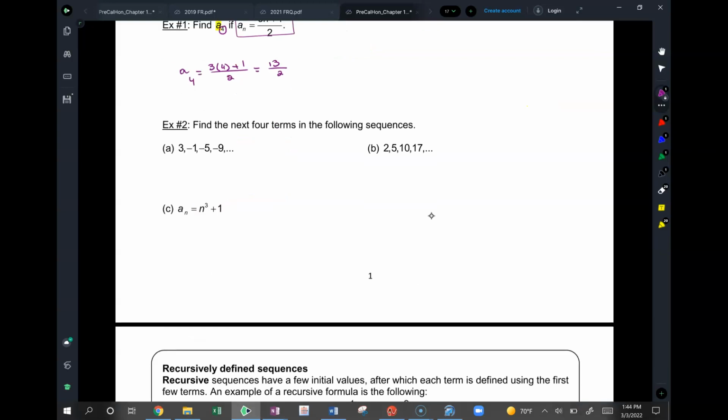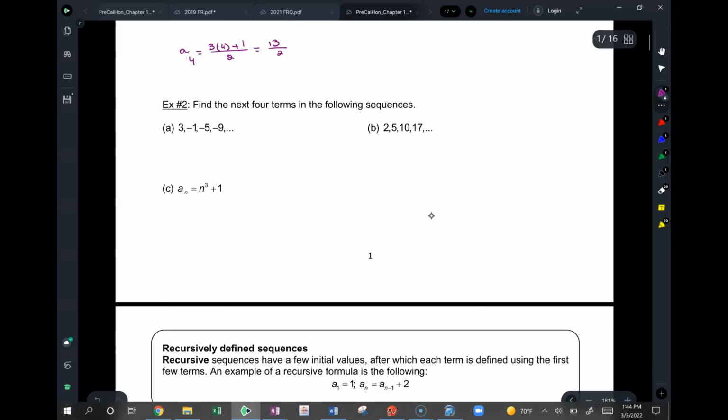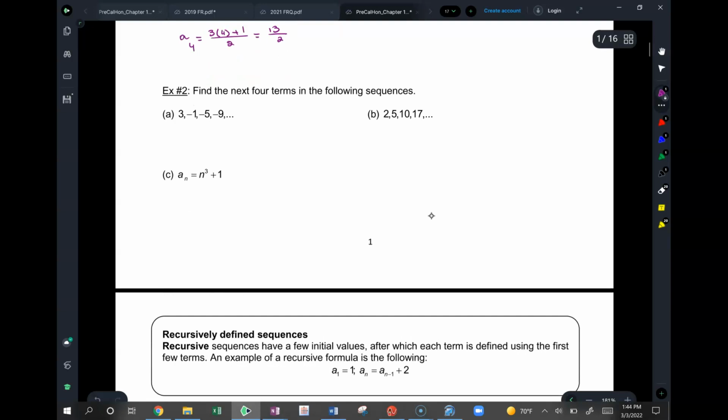Here, we want to find the next 4 terms in the following sequences. So for this, we're going to go back to, like, remember what you did in geometry or algebra 1, basically find the patterns. Some people are so quick with these, it's like magic. They'll look at a sequence and it's like, oh, it's like that. Okay, I'm not one of those people. I always have to figure it out. So here's what I do.